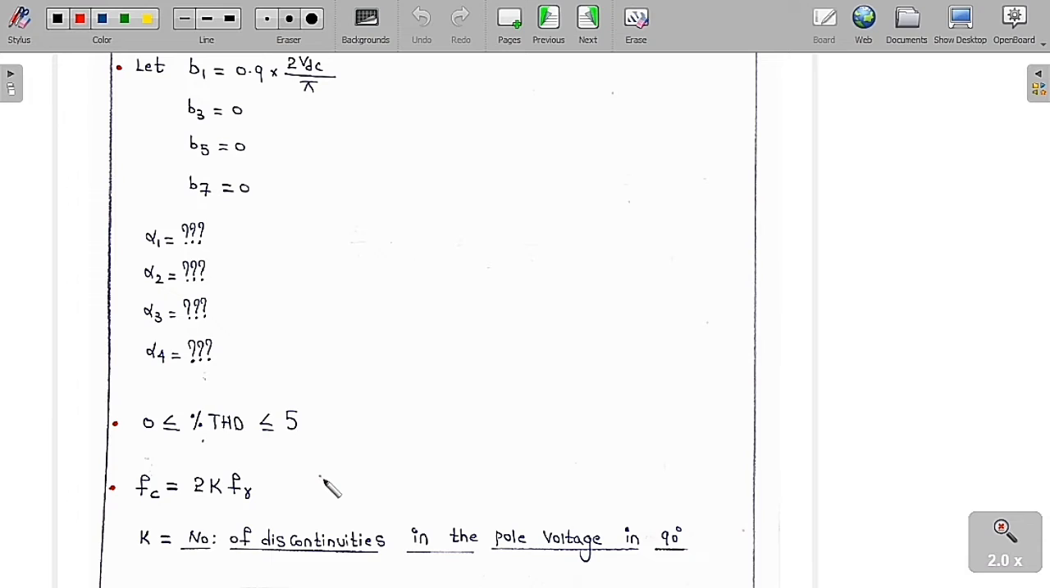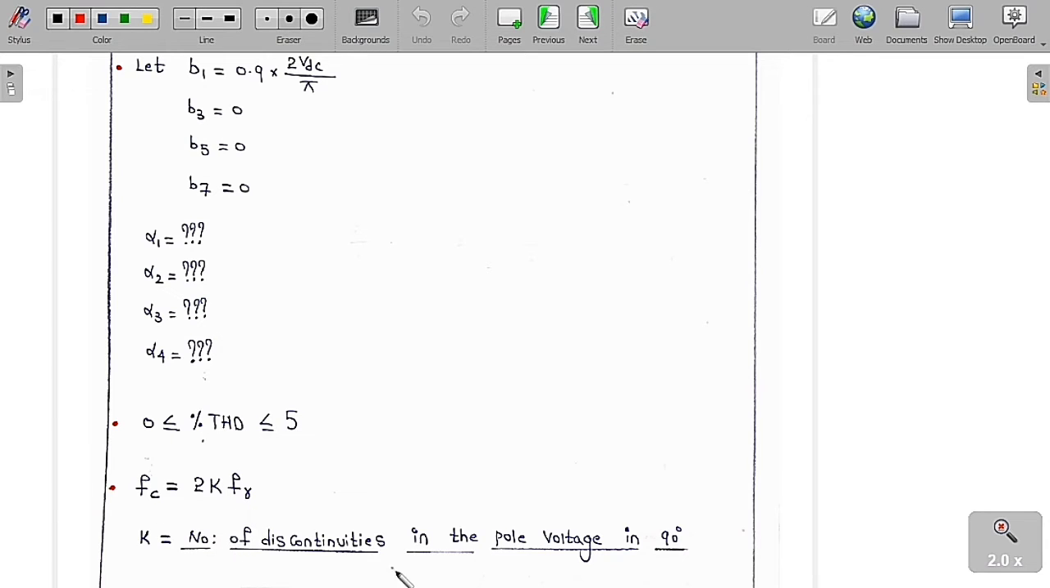So FC by 2Fr is the number of pulses we are going to get in a half cycle. So in half cycle the number of pulses we are going to easily figure out, which is equal to FC by 2Fr. Therefore, if you do the manipulation, we are going to get FC equal to, in place of M I am going to substitute K, so 2K into Fr. So FC is equal to 2K Fr.